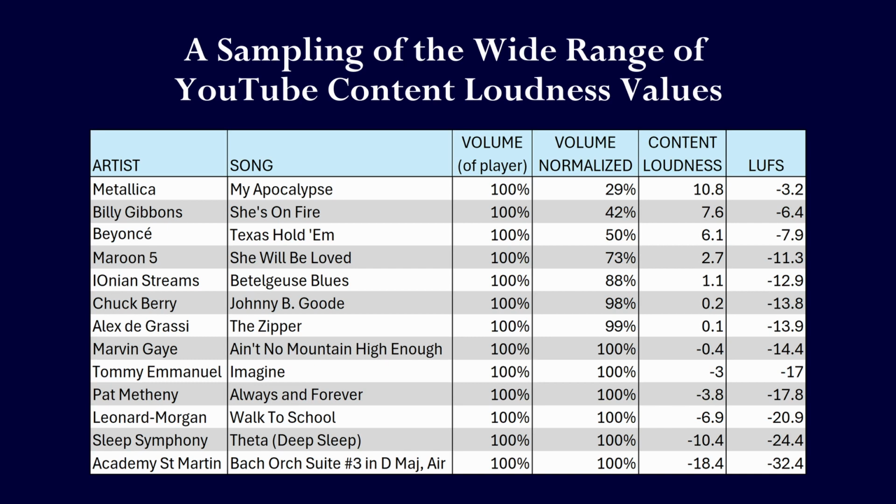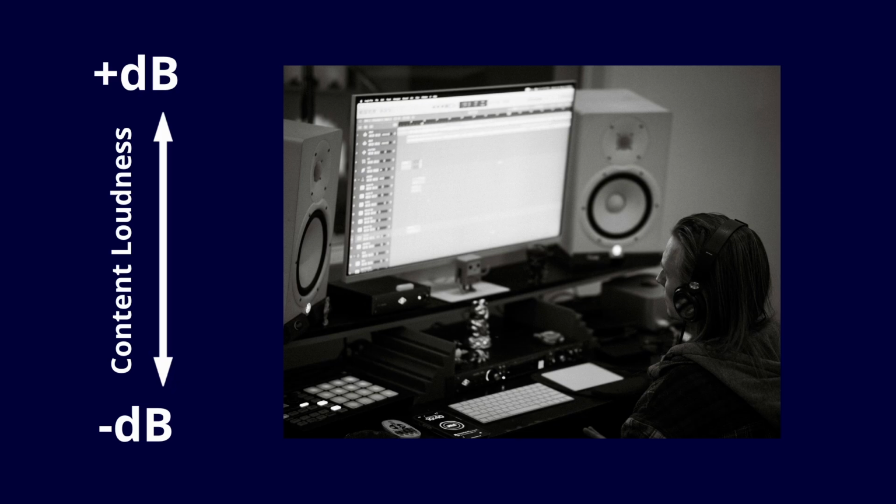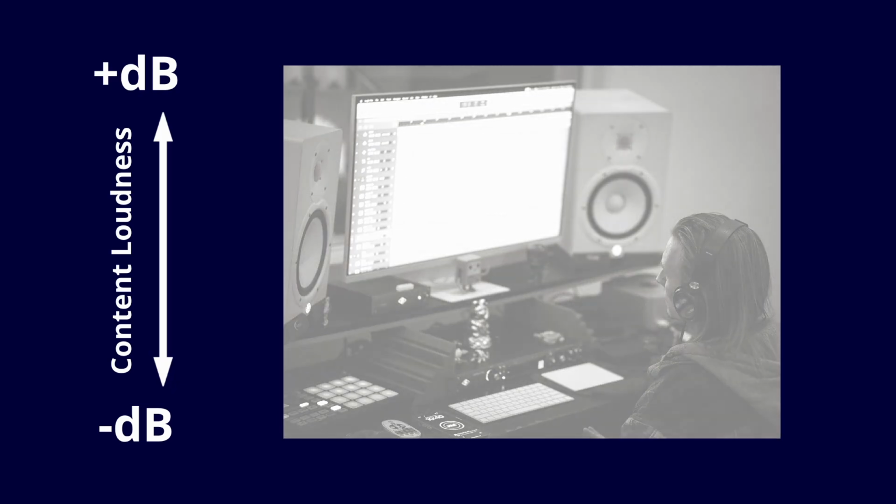Note the content loudness values ranging widely from a loud 10.8 dB over the reference level, down to a quiet -18.4 dB below. The wide range of content loudness values shows that mastering engineers have differing opinions and purposes regarding appropriate volume levels, irrespective of what YouTube expects.